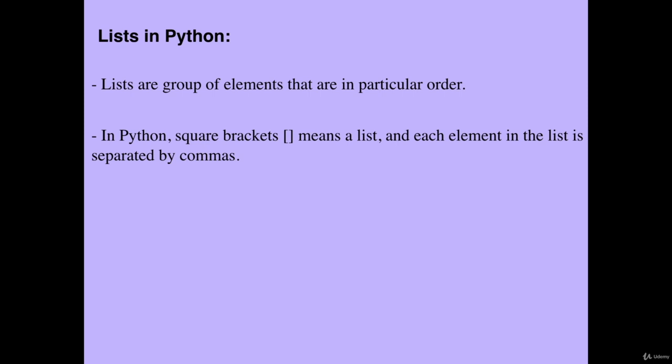In Python, square brackets mean a list, and each element in the list is separated by commas.